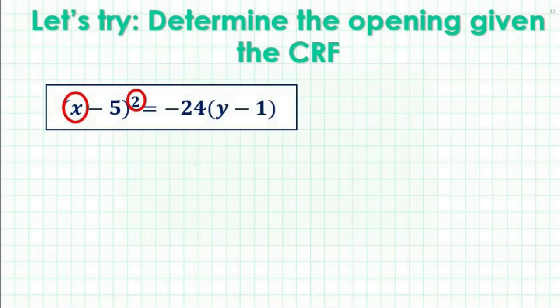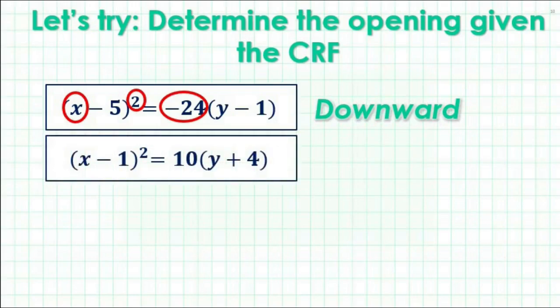And what is the distinguishing factor? You just need to take note of the sign of 4p. In this case, 4p is represented by negative 24. Since 24 is negative, we can now conclude that this center radius form is a parabola that opens downward.